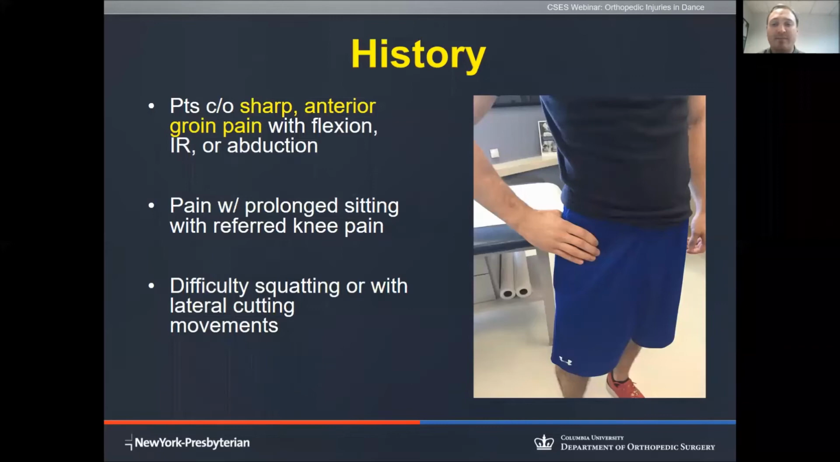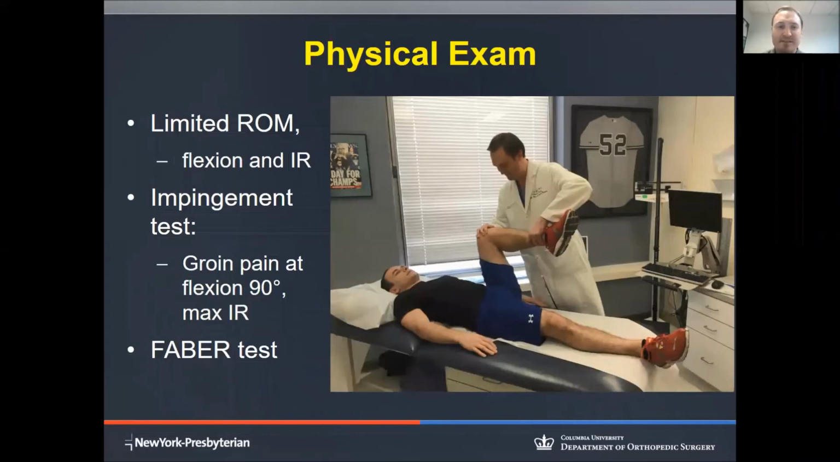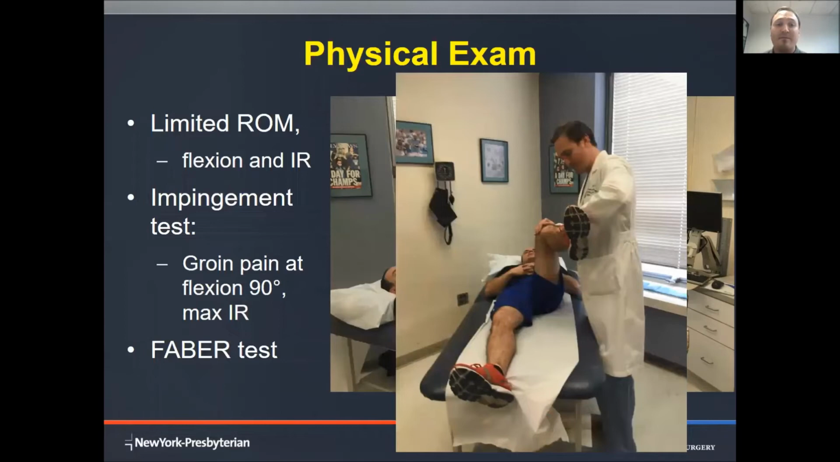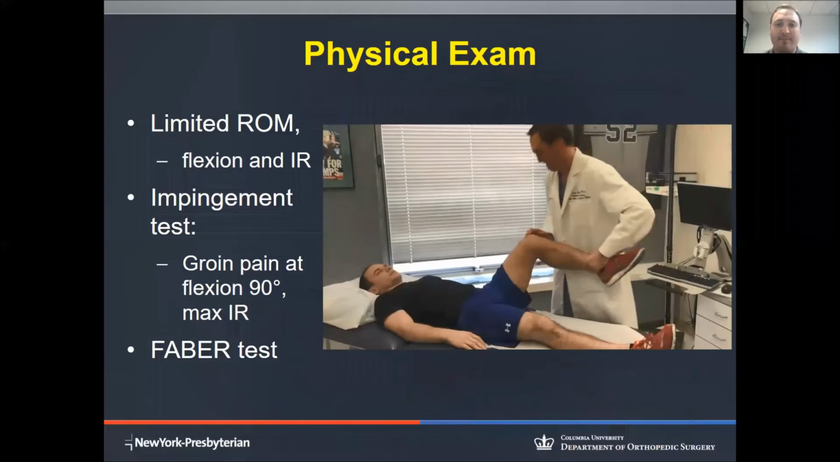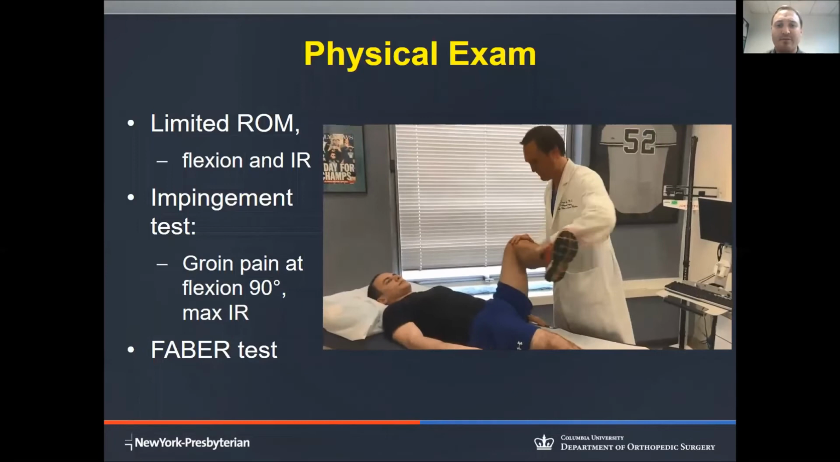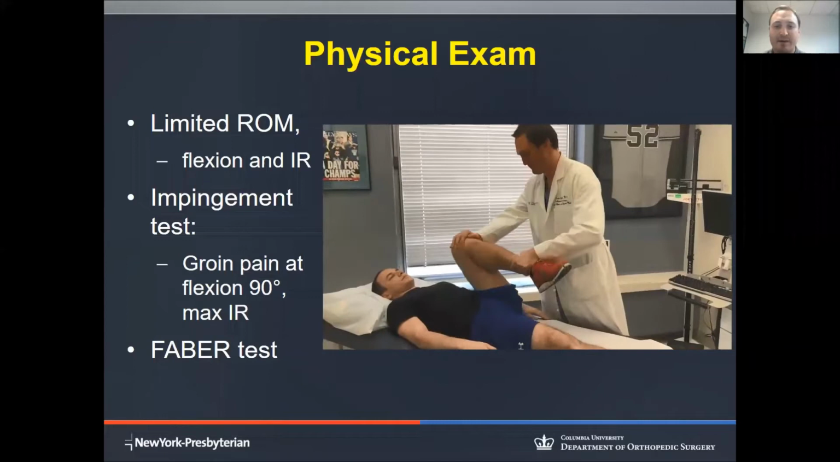In terms of the physical exam, they'll have some limitations of motion, particularly hip flexion and internal rotation. They'll have a positive impingement sign in which when we bring the leg across the body, it will reproduce that pain. So it will cause the femoral head and the acetabulum to butt up against each other and pinch that labrum and reproduce that pain. So on this video here, you can see this as the hip goes up in deflection, we're internally rotating, and then we're bringing it across the body. That's a classic sign for an individual who has pain coming from a labral tear.